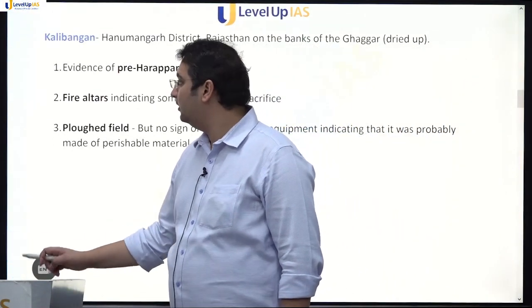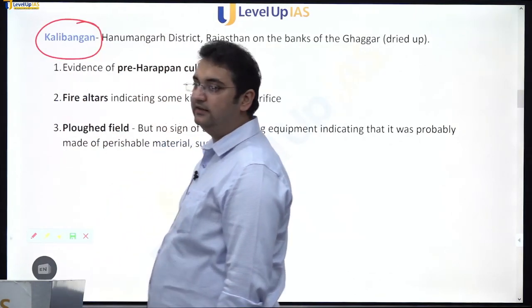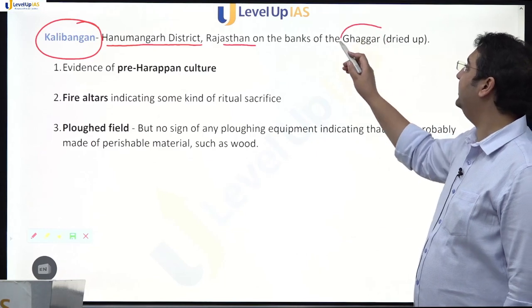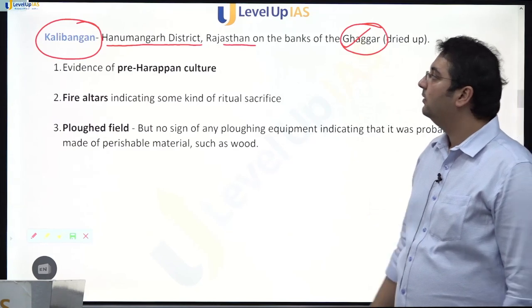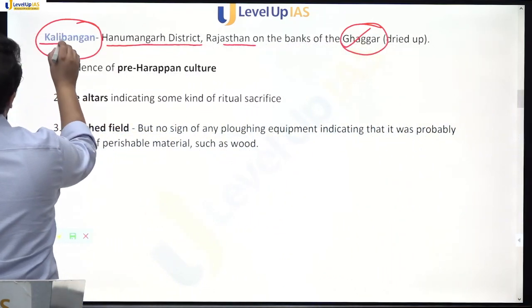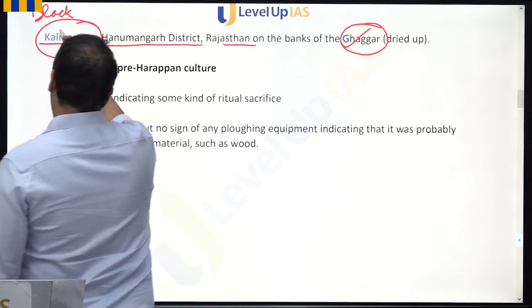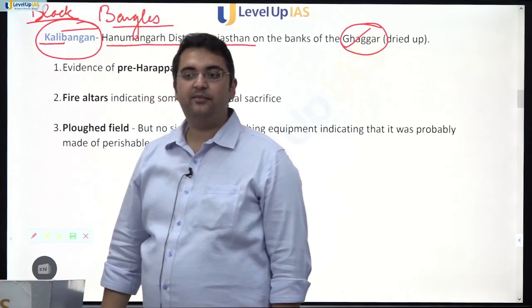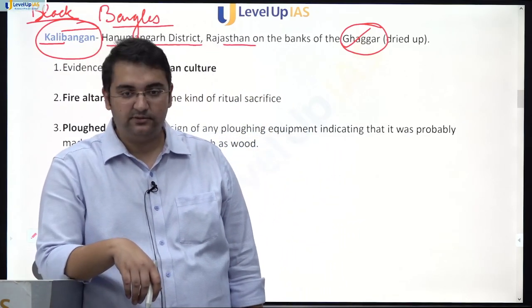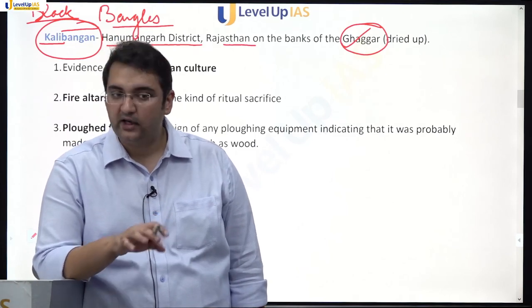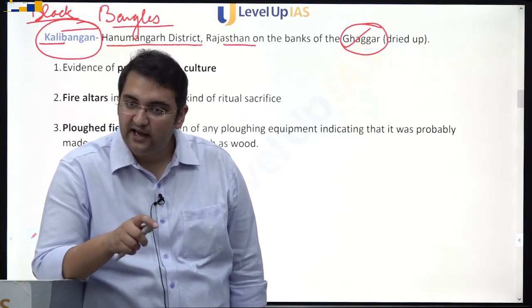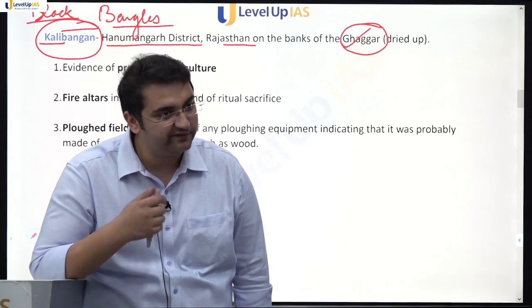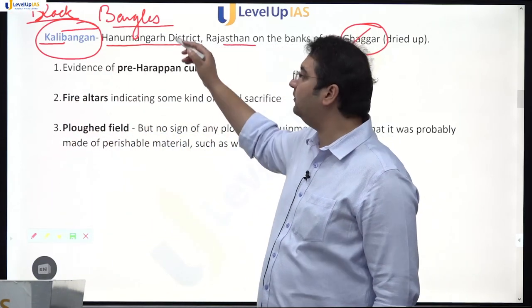Then we have Kalibangan, third site. Where is it located? Rajasthan, specifically Hanumangarh district, on the banks of the dried up river Ghaggar, right? What is the literal meaning of Kalibangan? Kali is black and Bangan is bangles. Why the name Kalibangan? Because from here a number of black bangles were discovered. So in the craft production industry of the Harappans, we can also identify geographic specialization. Okay? There were certain centers which specialized in the manufacture of certain craft products. For example, Kalibangan specialized in the manufacture of bangles.